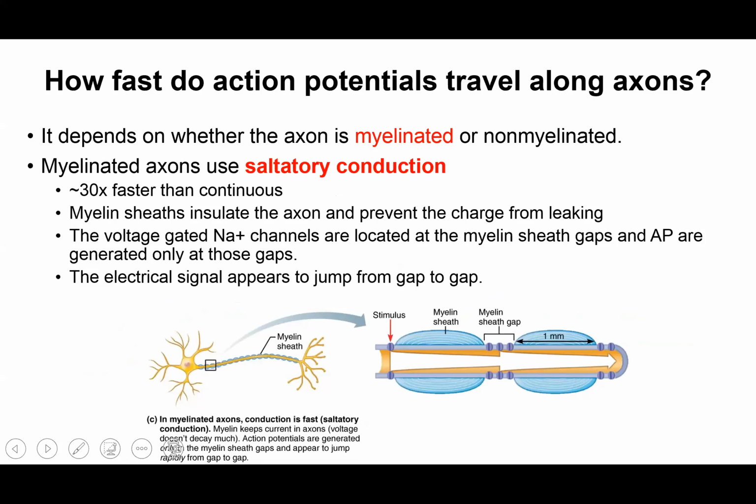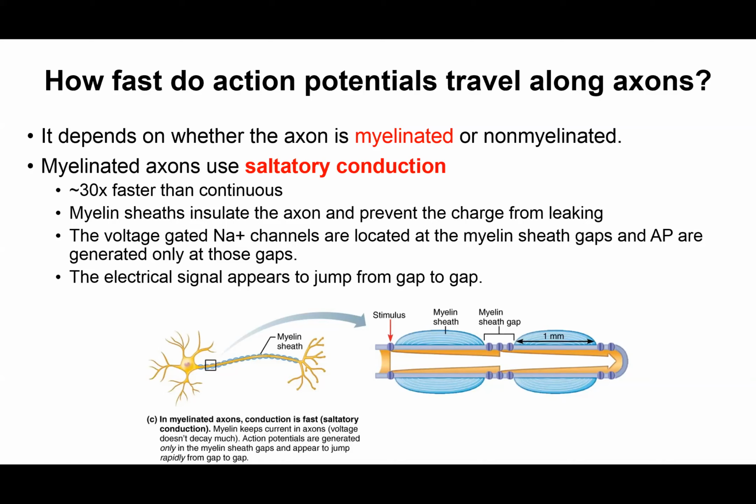Alternatively, myelinated axons use something called saltatory conduction. You might have heard this in the video that I played for you a little bit ago. Saltatory conduction is actually about 30 times faster than continuous conduction. The myelin sheaths, which we know are present in some of these neurons, insulate the axon and prevent the charge from leaking out. The voltage-gated sodium channels are located at the gaps between each myelin sheath, called the nodes of Ranvier, and the action potentials are only generated at those gaps.